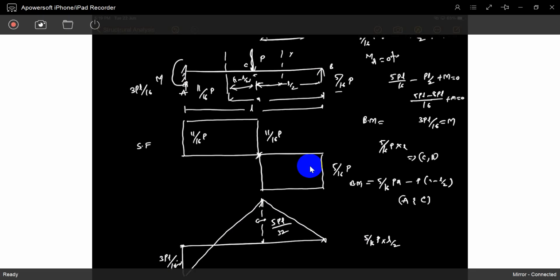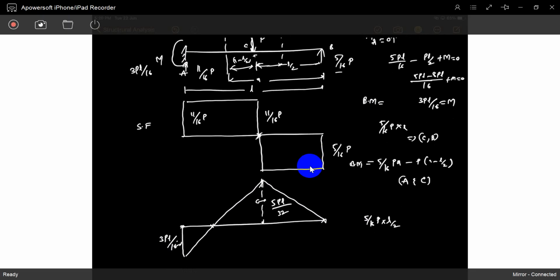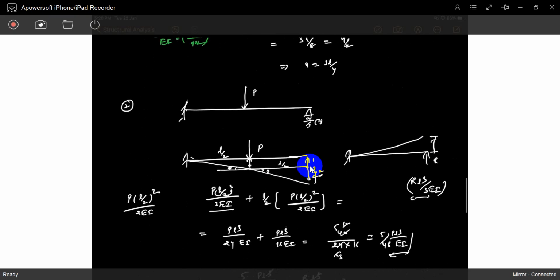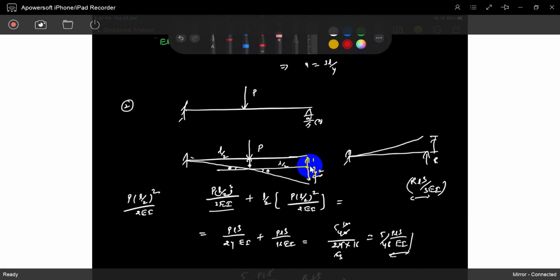And also I am asking where it has changed the curvature. Curvature is changing, no? So once again I will draw the deflection diagram. The deflection profile will go like this. But at this point it has changed the curvature.